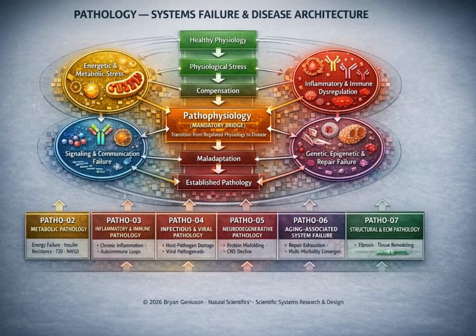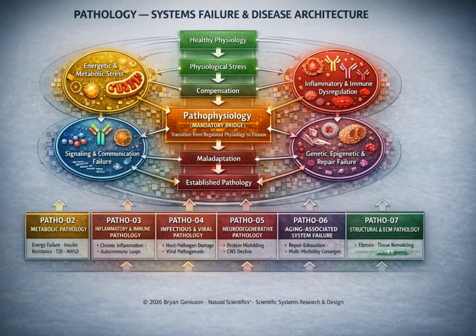At the center of this architecture lies pathophysiology. Pathophysiology represents the mandatory transition zone between health and disease. It is the stage where regulatory mechanisms become distorted, but before irreversible damage is fully established. During this phase, metabolic pathways reroute substrates, immune responses fail to fully resolve, signaling fidelity declines, and structural tissues remodel under chronic load. Disease trajectories remain biologically modifiable at this stage.